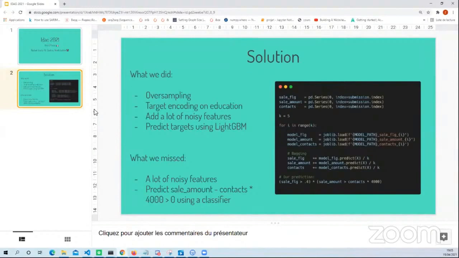So we probably missed some features that are probably important, and we don't directly estimate the metrics by classification. This is a short presentation, but it's all the content of our solution. Thank you.